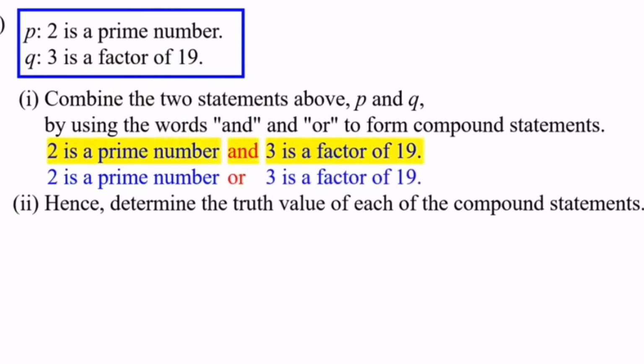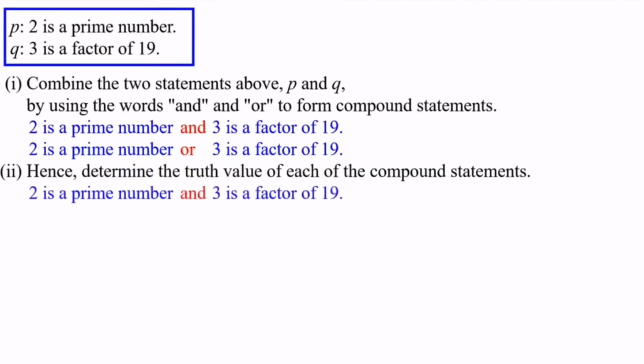Next, determine the truth value of each of the compound statements. So we have to label the first statement. 2 is a prime number, so it is true, and 3 is a factor of 19 is false. Because of the "and", if either one is false, it will be false. So the compound statement "2 is a prime number and 3 is a factor of 19" is false because of the "and". If "and" has true, false, it will be false. Alright? How about for the "or" statement? 2 is a prime number or 3 is a factor of 19.